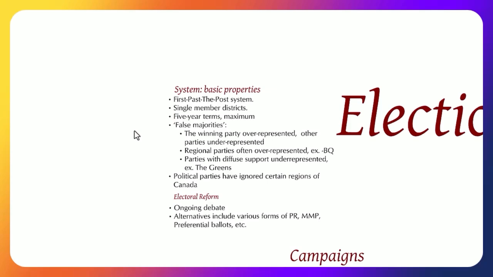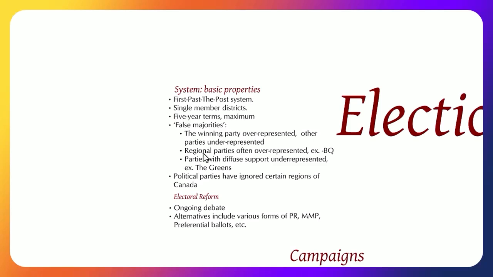And the first-past-the-post system does have some properties that have given rise to quite a few rounds of critique. One being false majorities. The winning party tends to be overrepresented, which can produce a majority in Parliament, and that majority, of course, is important to retain the confidence to get bills passed and so on. That also means that other parties tend to be underrepresented.